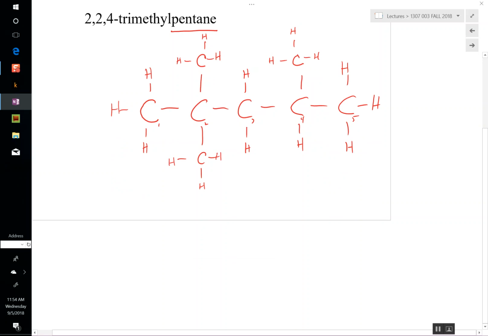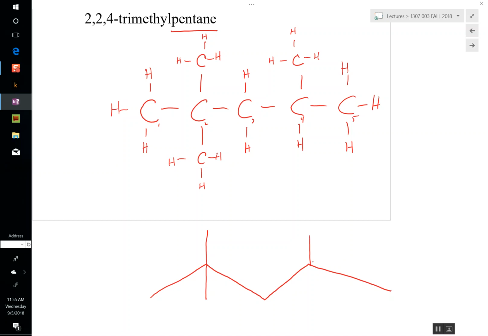And the line formula, 5 carbons, so I'm going to put my pen down. That's 1, 2, 3, 4, 5. And on number 2, there are 2 methyl groups. And on number 4, there's a methyl group. And that's the line diagram of it, right there. 2,2,4-trimethylpentane.